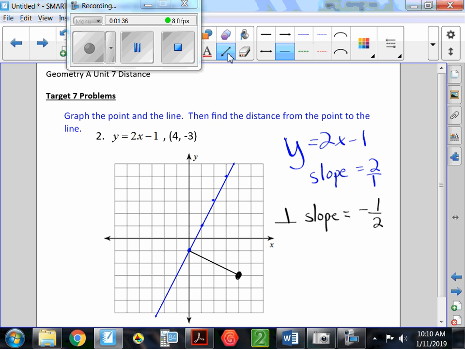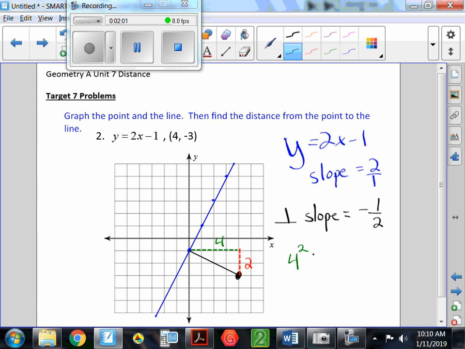I could also use the distance formula because I have the point 4, -3, and I have the point 0, -1, and I can use the distance formula to find those. I prefer to use the Pythagorean theorem for this problem. I can see on the graph that this is 2 units vertically and 4 units horizontally.